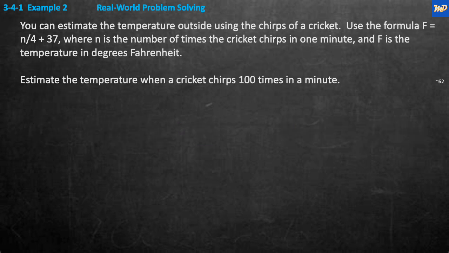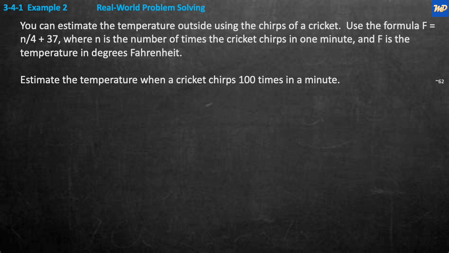Example 2. It's another real-world problem. You can estimate the temperature outside using chirps of a cricket. Use the formula F, which is going to stand for Fahrenheit, is equal to N divided by 4 plus 37, where N is the number of chirps the cricket chirps in a minute. So you sit there and you count chirps for a minute, and then you solve this problem, and you'll know how cold it is in degrees Fahrenheit.